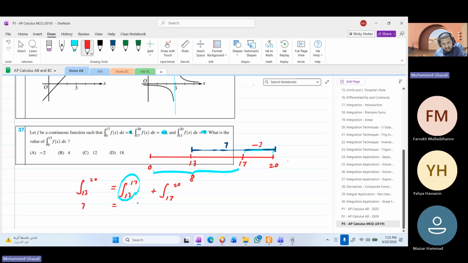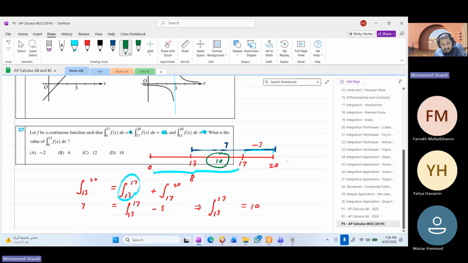13 to 17, that's what we need to find. 17 to 20 is -3. You are right, the integral from 0 to 20 of f(x) dx equals the integral from 0 to 17 of f(x) dx plus the integral from 17 to 20, but we don't need that. I'm just working out what's 13 to 17. Then we can work out 0 to 13. So it's equal to 10, because you take the -3 over to the other side. So the integral from 13 to 17 is 10.